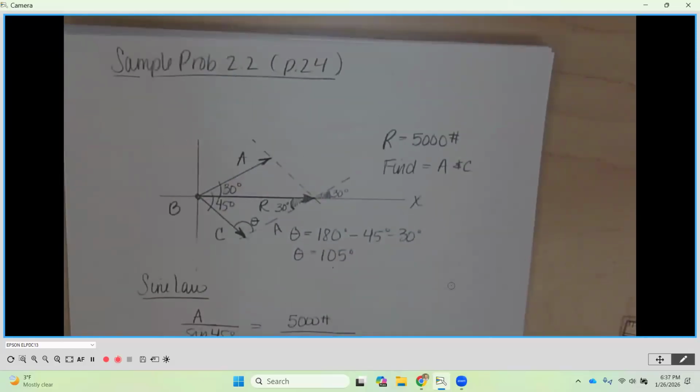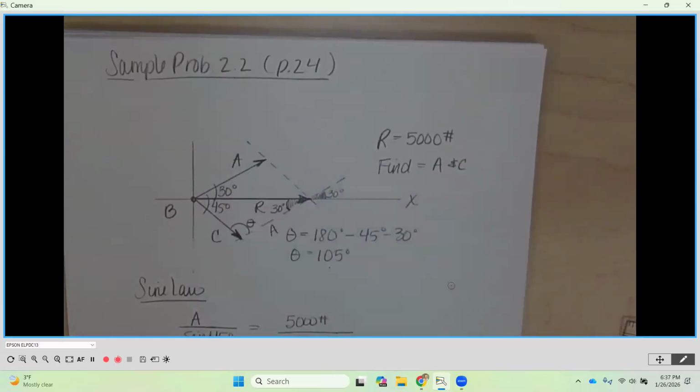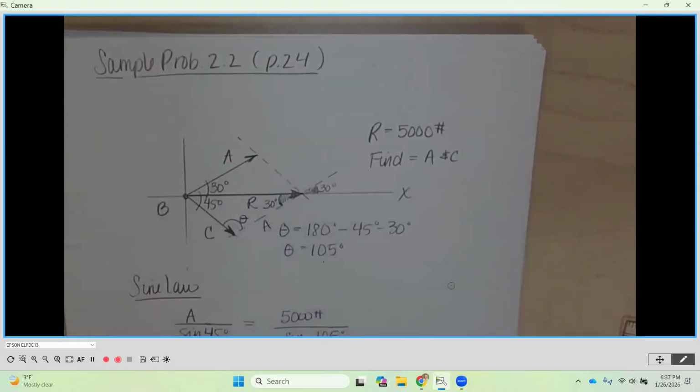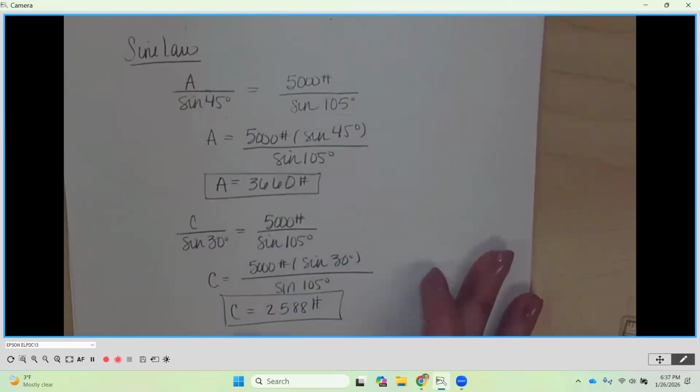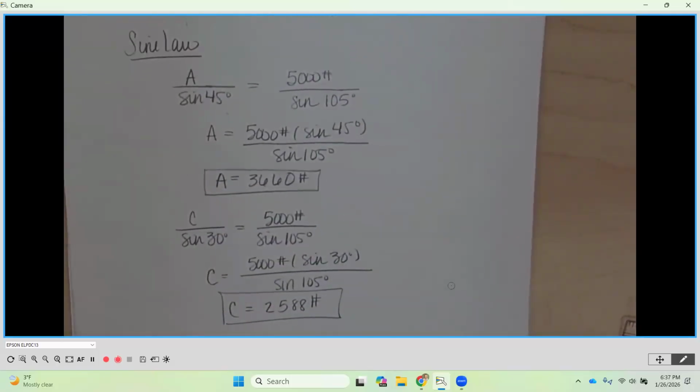Again, at the very top here, we started with our free body diagram. We identified the elements that we knew or didn't know, added some angles, and then we solved for the magnitudes of the two unknown forces, using, in this case, the sine law.